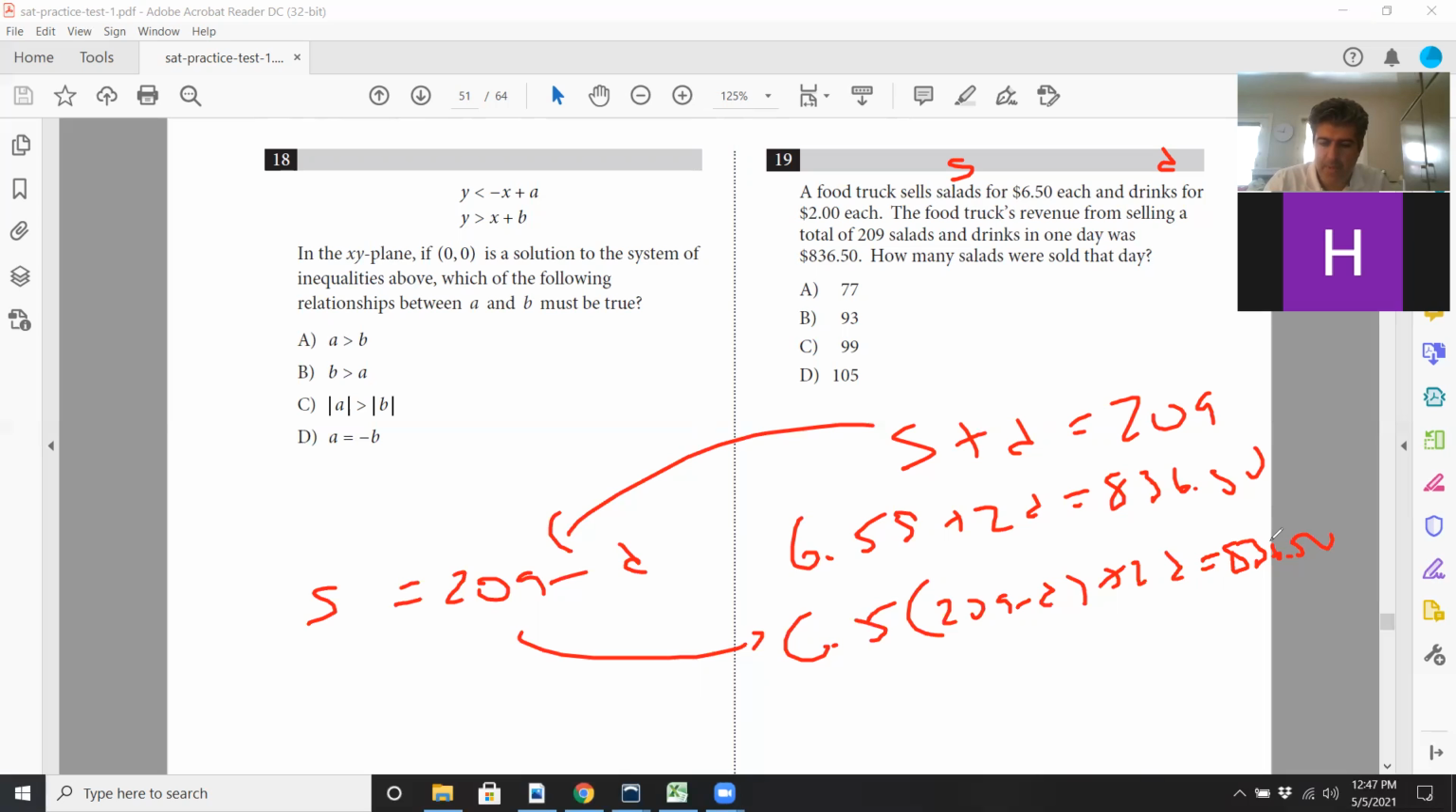I actually have a program that does it quite quickly. So you enter 1, 1, 209, 6.5, 2, 836.5. Yeah, so I get 93 and 116. So you save some time if you can use the calculator well. These are things that I'll show in a different video when I have the TI emulator on my laptop working. But salads will be S. This is S, this is D. So it's 93 salads.